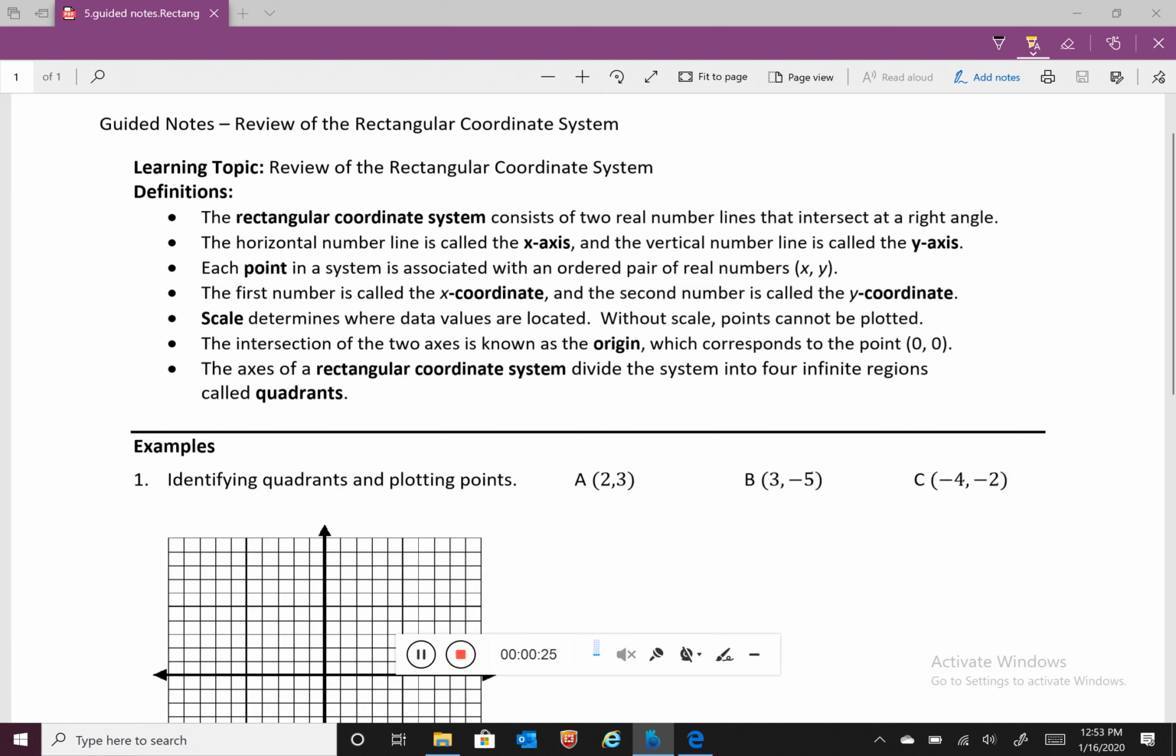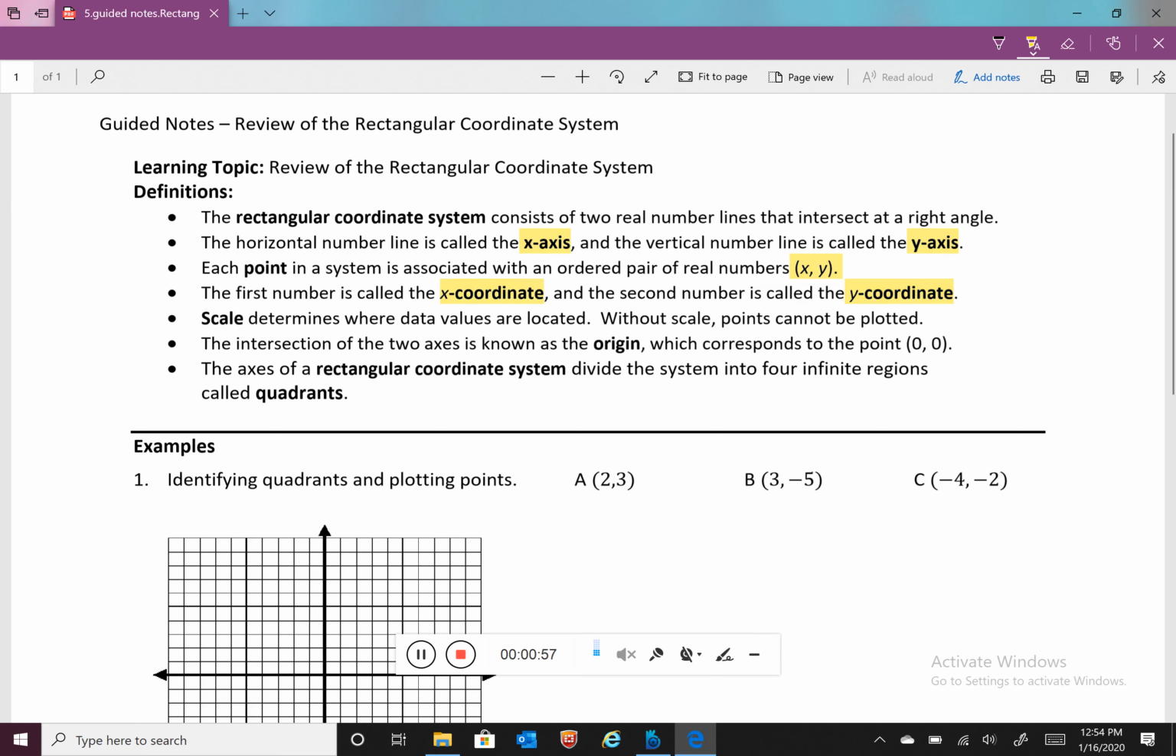So first, we want to make sure that you remember that the horizontal number line is called the x-axis, while the vertical number line is called the y-axis. Each point in the system is associated with an ordered pair of real numbers, and if the equation is in terms of x and y, then the points are x, comma, y, and in that order. The first number is the x coordinate, and then the second number is the y coordinate.